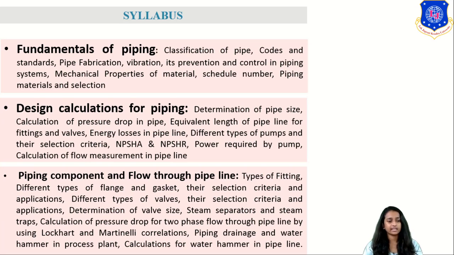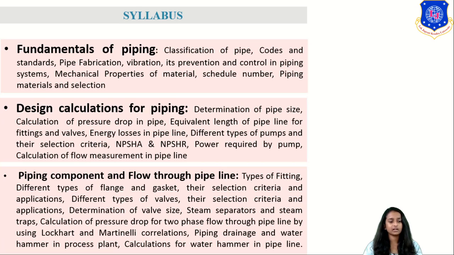The third one is piping components and flow through pipeline. In that we will discuss types of fittings, different types of flanges and gaskets, their selection criteria and applications. Then we will discuss different types of valves, their selection criteria and application. Then we will discuss determination of valve size, then steam separator and steam trap.